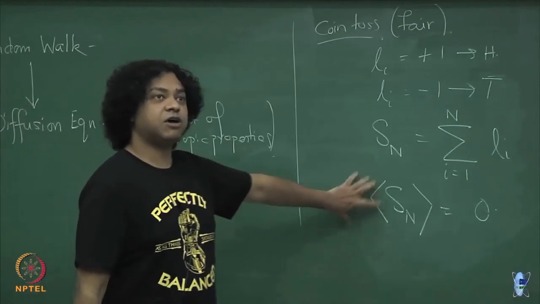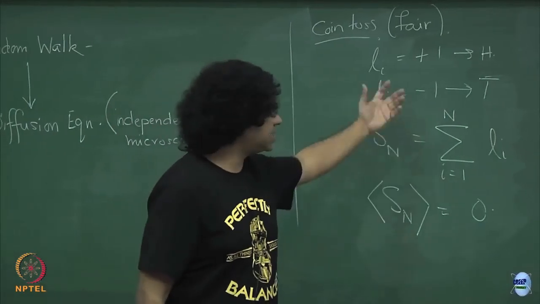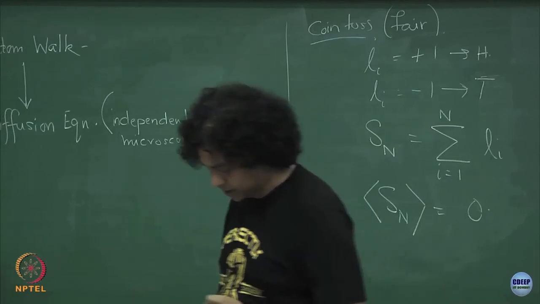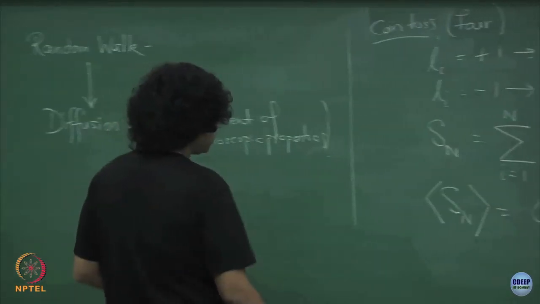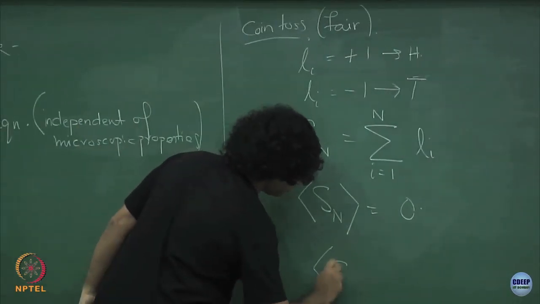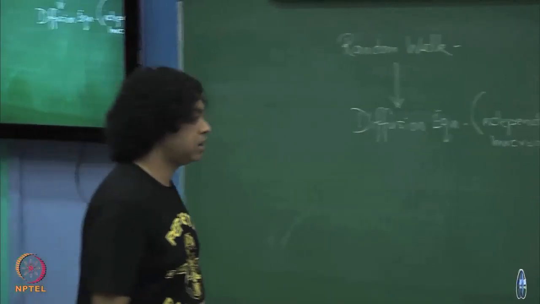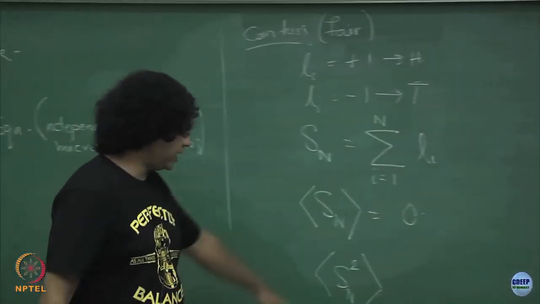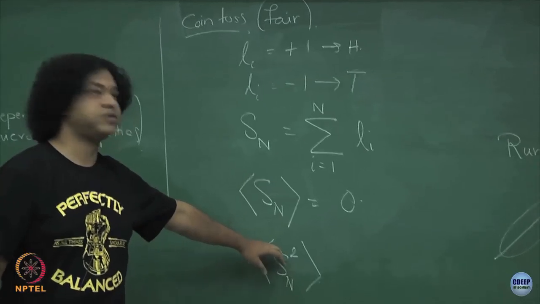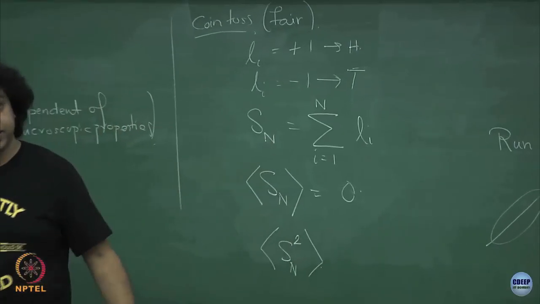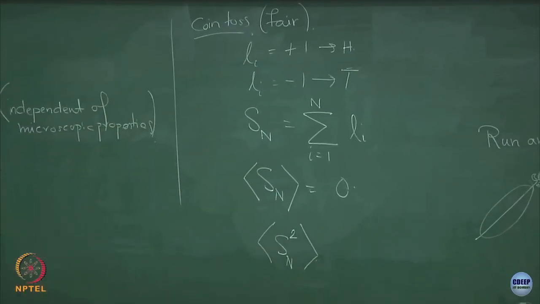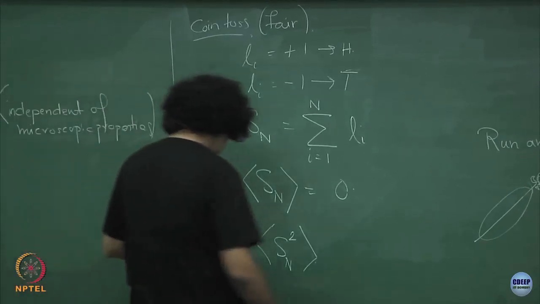So the average is often not a good measure, because these plus ones and minus ones will cancel out. What is a good characteristic measure is often the variance or the standard deviation. So if I do S_N squared, then what is that? For N coin tosses, I take the square of this sum, and I take the average of that. What is that? N squared.